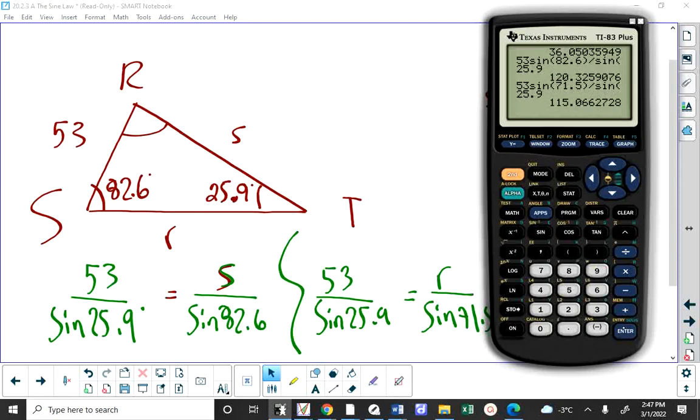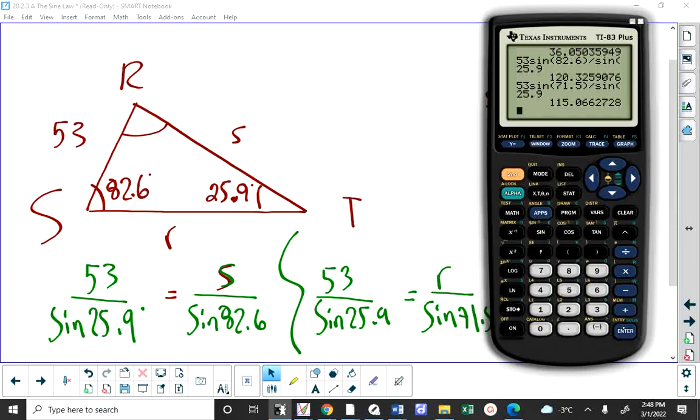I'm getting for S 120 roughly. For R, I'm getting approximately 115. You know, that's not bad. I mean, just looking at that triangle, those two sides appear to be pretty close in size. I don't know that they're to scale with the 53. I think that should have been drawn smaller. In other words, this is probably not 26 degrees. I probably drew it like 36 or maybe even more degrees.